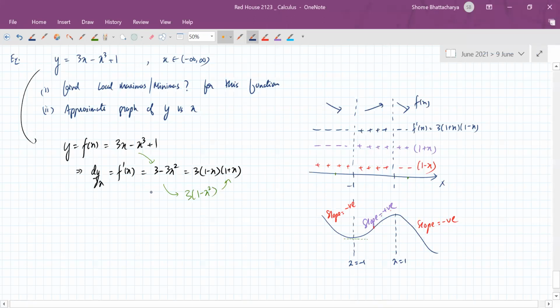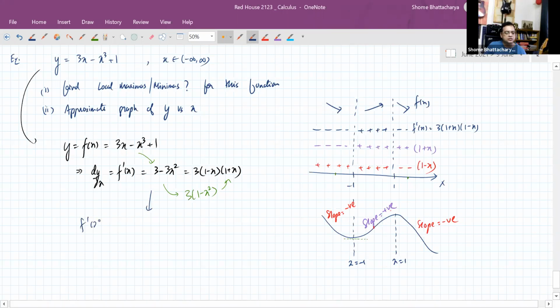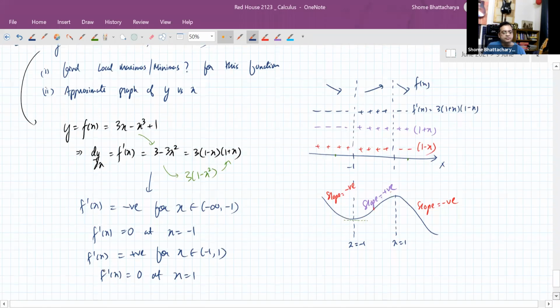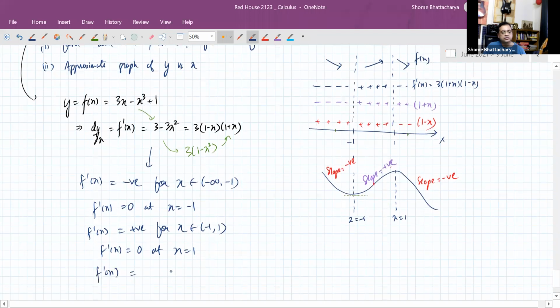So what I've shown on the number line, you can analyze over here that f prime x is negative for x belonging to minus infinity to minus 1. Then f prime x is becoming 0 at x equal to minus 1. Then again f prime x is positive for x belonging to minus 1 to 1. And then again it becomes 0 specifically at x equal to 1. And then again f prime x becomes negative for x belonging to 1 to infinity.